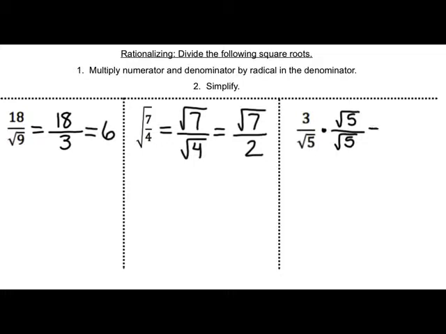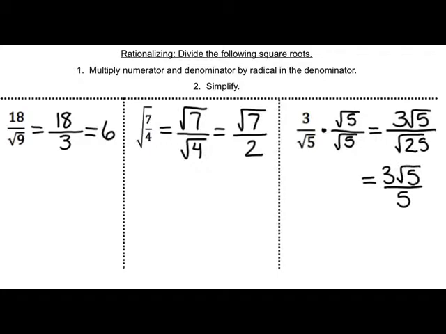Now when we do this, we multiply our numerator times our numerator, 3 times the square root of 5. Remember, 3 is the whole number. It's just going to become 3 square roots of 5. Now our denominator is going to be the square root of 5 times the square root of 5, which is the square root of 25. Now the square root of 25 is plain old 5. So we have 3 square roots of 5 over 5.